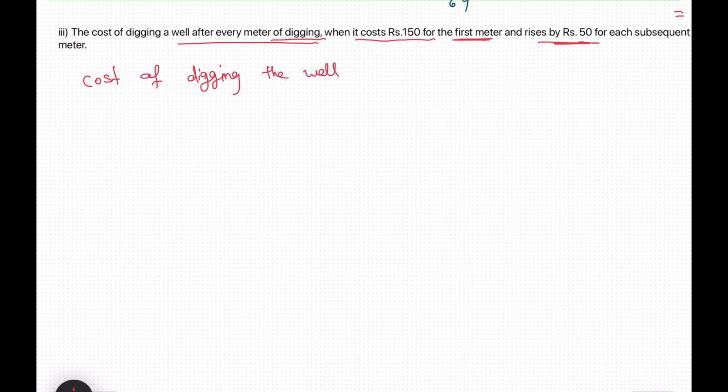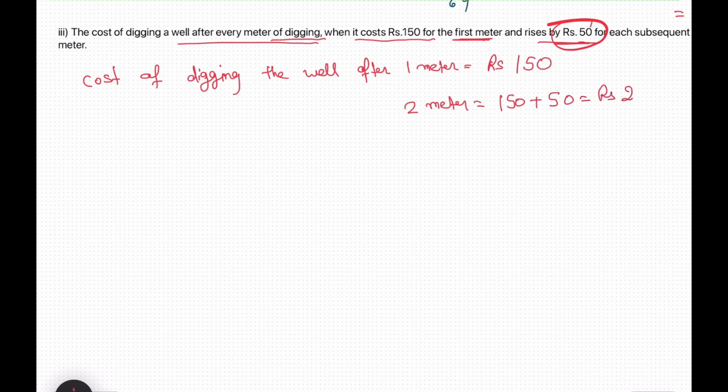after 1 meter, that is what? Rupees 150, correct? After 2 meters, what can we say? 50 rupees subsequent, right? So we can write 150 plus 50, that is rupees 200, correct? So this we can say as A1, this we can say as A2, correct?